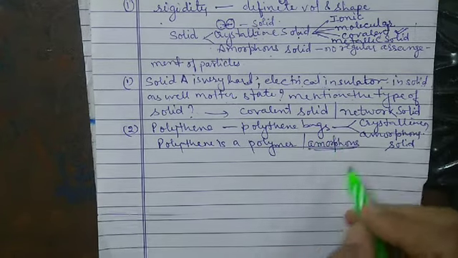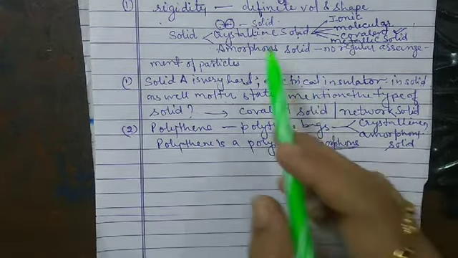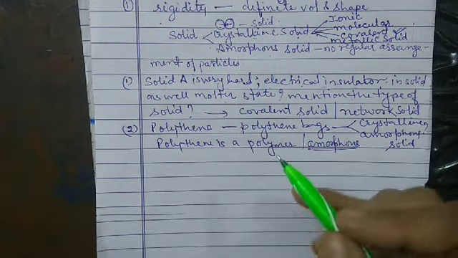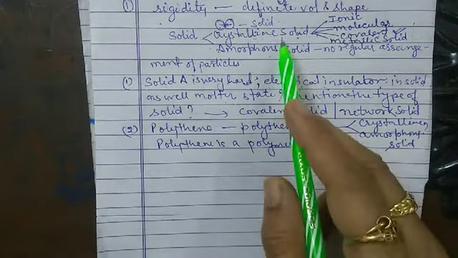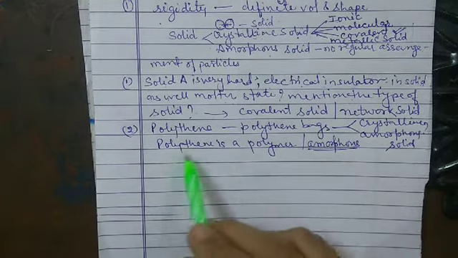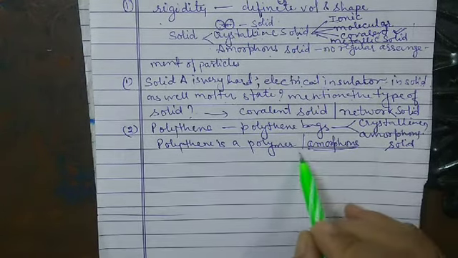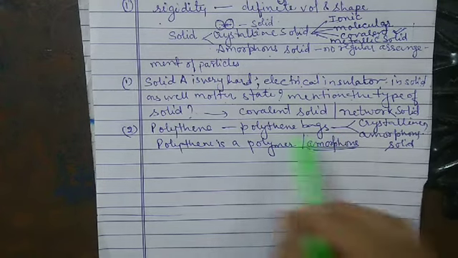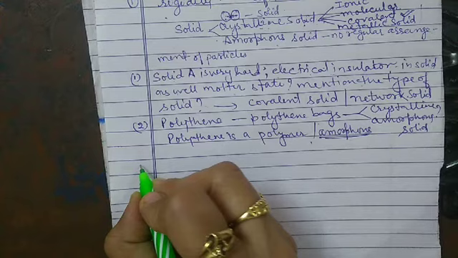It is amorphous in nature because mostly the crystalline solids possess a regular orderly arrangement and shine. They possess a shine. But polythene is a polymer and it doesn't have any shine. So it belongs to the amorphous category. So this is the answer to that question.